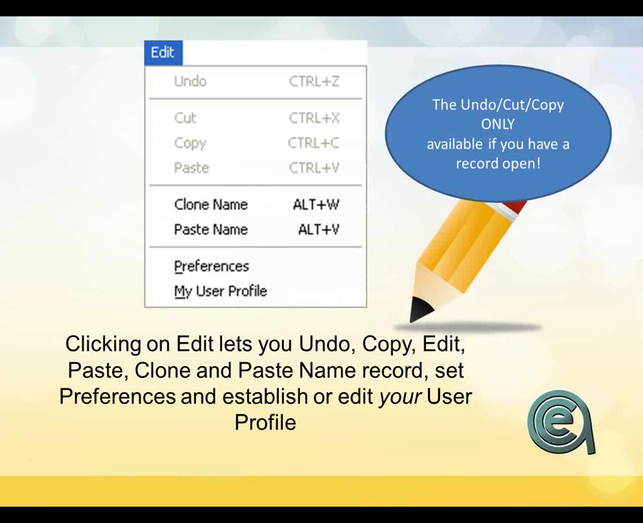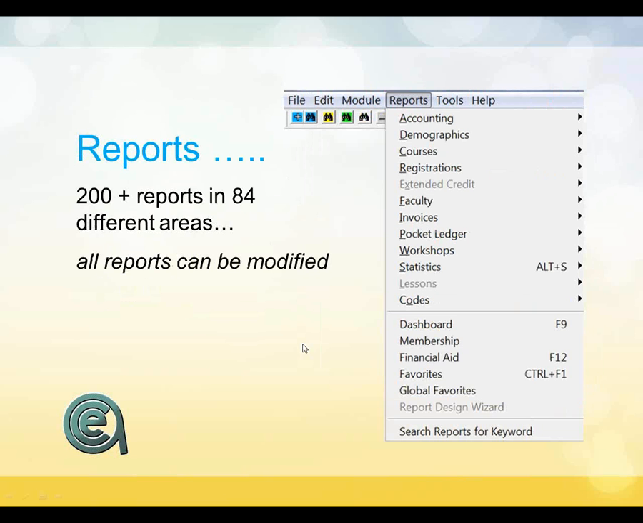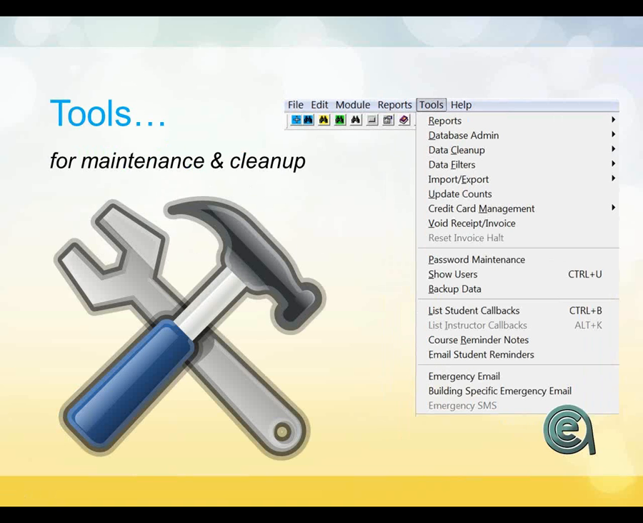The module, this is where you get to your data: course names, course registrations. We talked about the shortcut keys that can get you there. Reporting, all of the report areas, 84 reports, all can be modified.